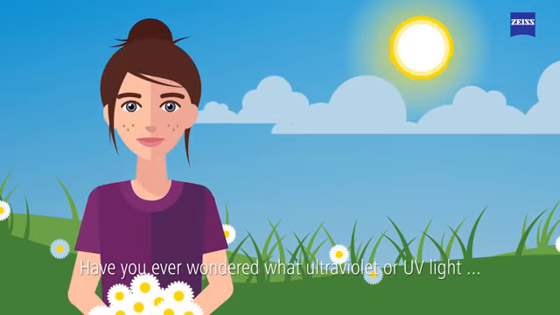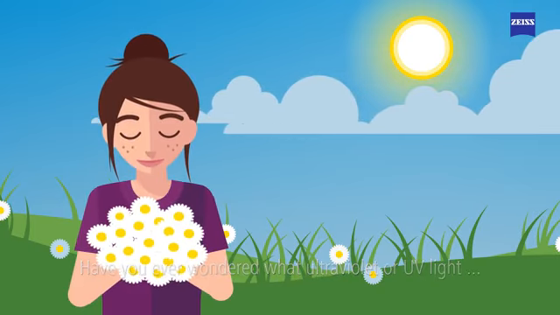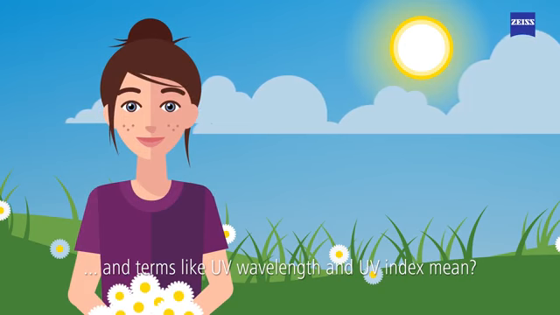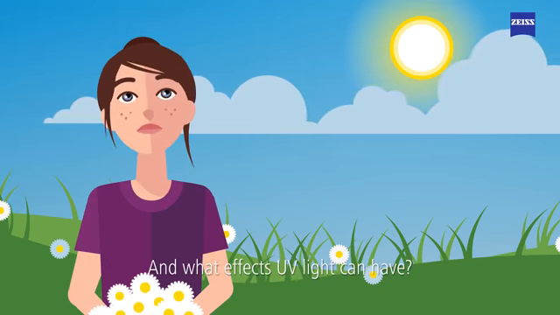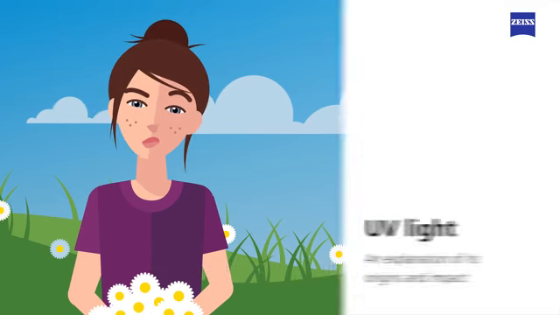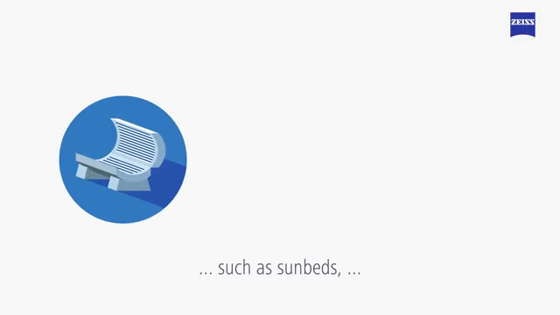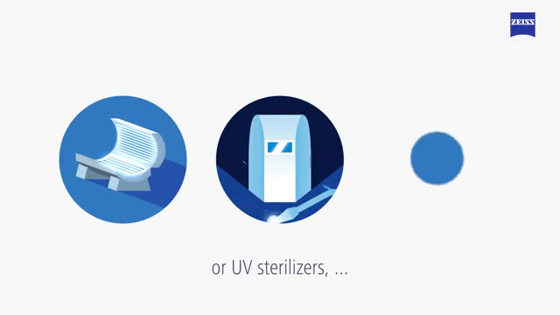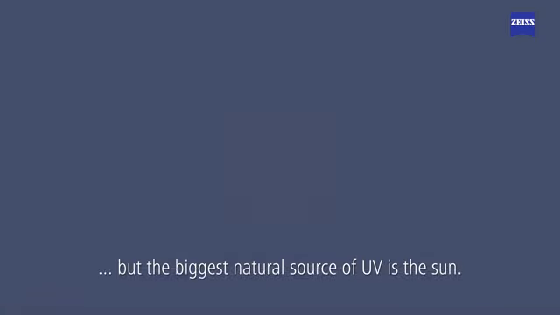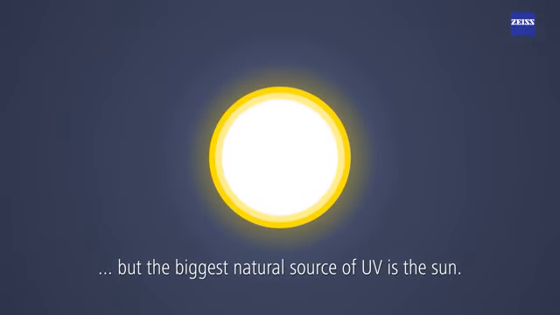Have you ever wondered what ultraviolet or UV light and terms like UV wavelength and UV index mean, and what effects UV light can have? There are artificial sources of UV, such as sunbeds, welding arcs, or UV sterilizers. But the biggest natural source of UV is the sun.